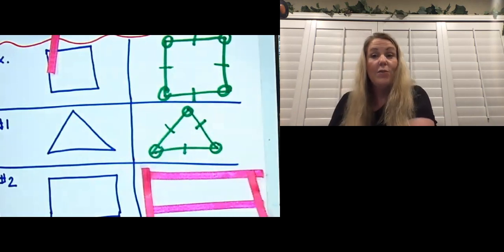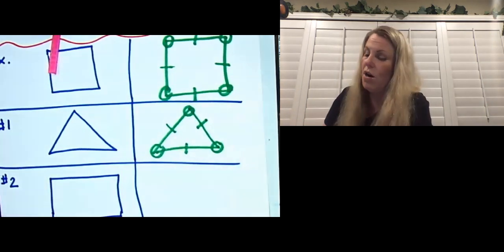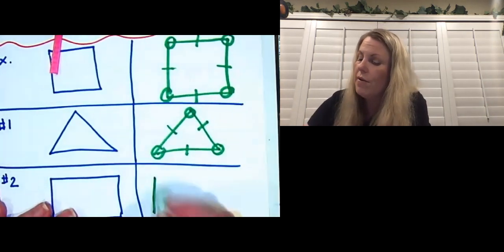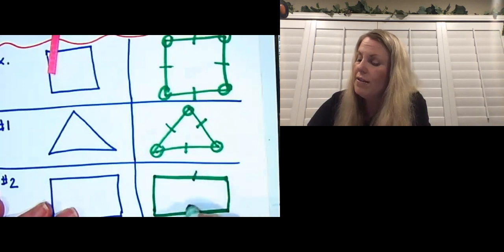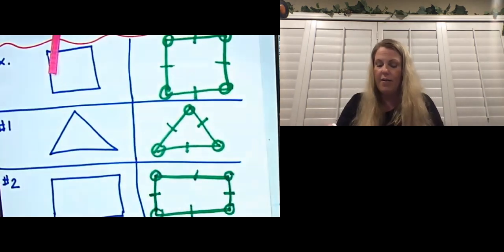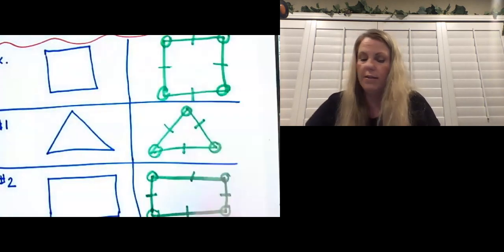All right. So what we are doing is we are building, and then after we're done building, we're going to push it off. We're going to go ahead and draw it. We're going to count the sides, 1, 2, 3, 4. We're going to count the corners, 1, 2, 3, 4. Pretty easy, right? That's kind of fun. Now we can also do it with a straw. So I'm going to take my pieces and move it to the side.